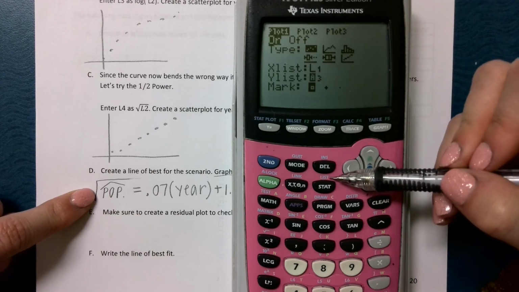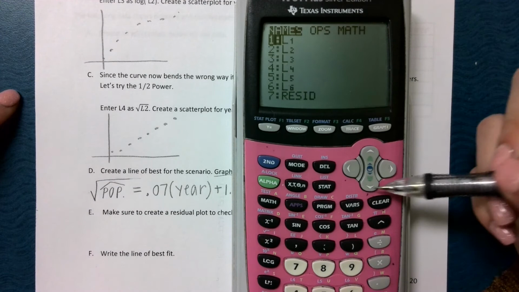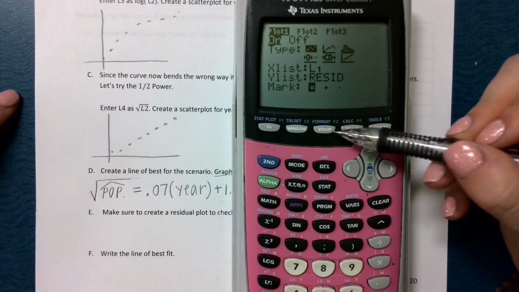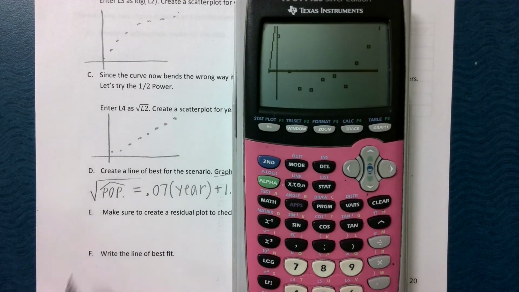So to do that, I need my list, so I'm pressing second stat, going down to number 7 for residual, and then I can zoom 9. Here is my residual plot.